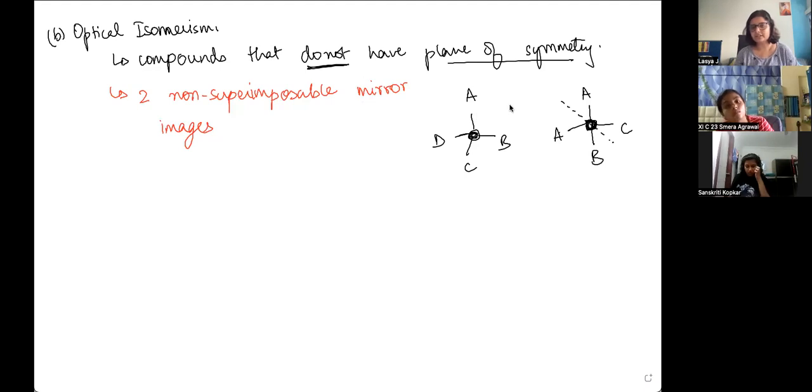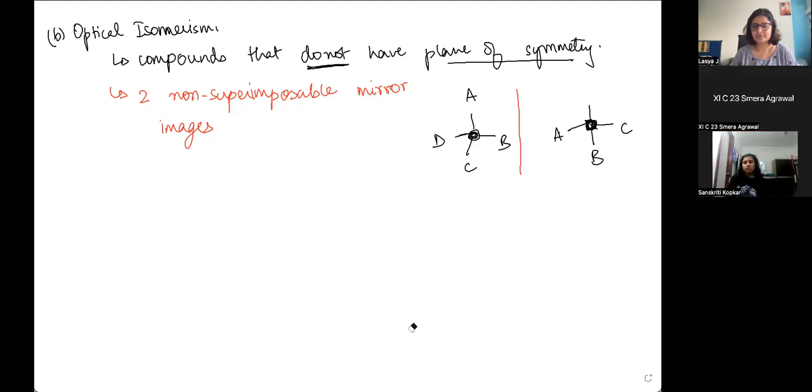So if I take the mirror image of this, I'm going to modify this only. I'm going to get A over here, B over here, C over here, and D over here. And if I pick this up and put it over here, the two molecules will not coincide with one another. So that's what non-superimposable means. If I put its mirror image against it, extra bits are peeking out over here, right? So the mirror images are not superimposable over one another.